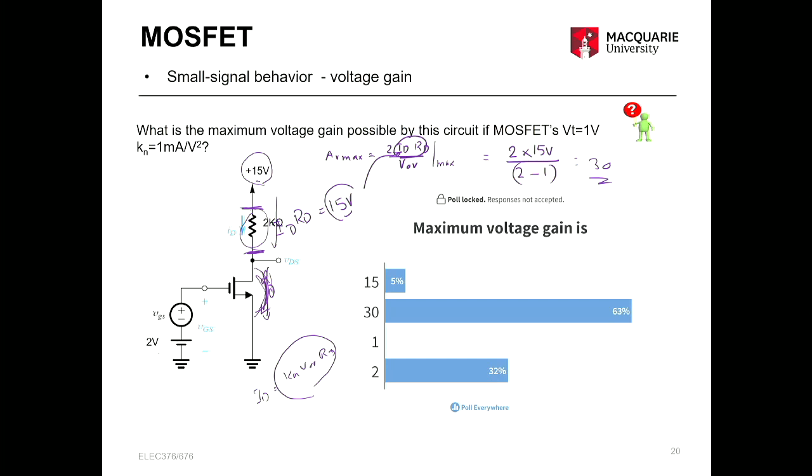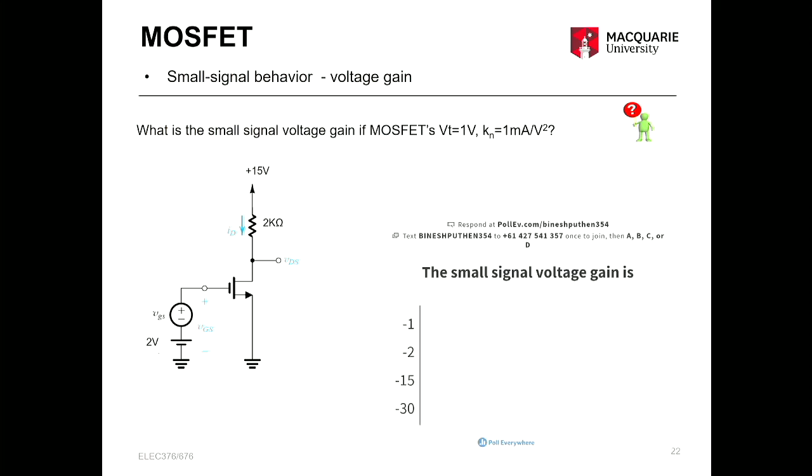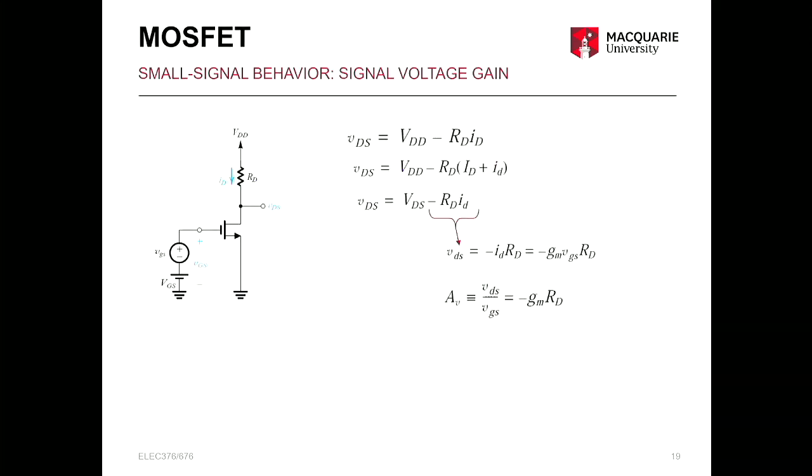So this is like some last minute examples. Okay, let's see if we get this right, or if I get this right. So what is the small signal voltage gain in the same situation? So the previous was for the maximum voltage gain. Okay, here what is the actual voltage gain of this circuit? What formula will you use for that?